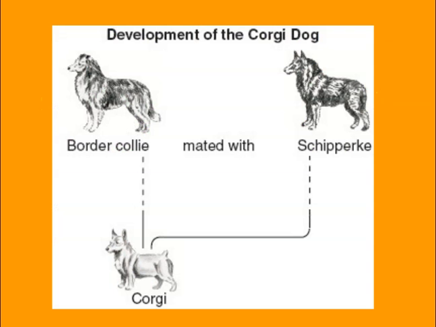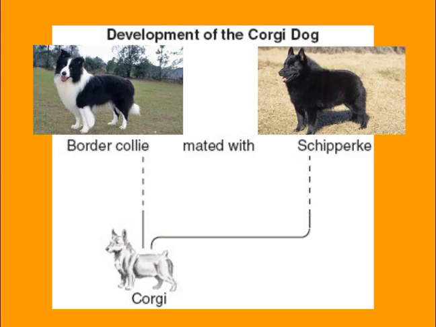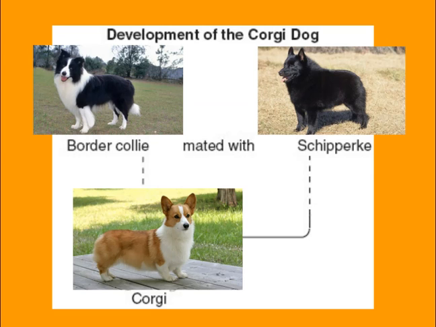I thought I'd give you a couple of examples of some selective breeding that produced some of the dog breeds that we know. Maybe you don't know this one as well, Corgi, but you know Border Collie. You've probably seen one of those. Schipperke, maybe not. They're not quite as common, but that was an Australian breed. Both those, and they mate those together to make the Corgi. Now, Corgi's an established breed now, but it came from those two.